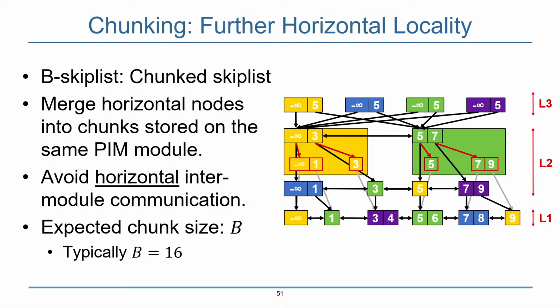We want this because it helps us avoid the horizontal inter-module communication. It helps reduce these communications because you should just go from up to down. You should not take this now. And we have a chunk size. We have a parameter b for the expected chunk size, and we choose b equal to 16.